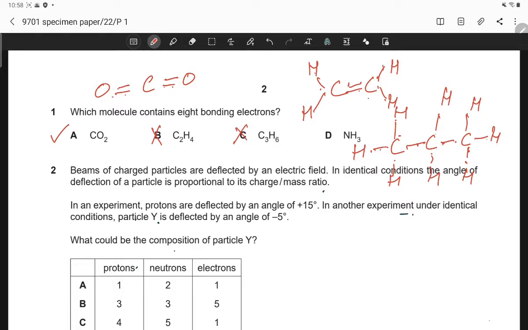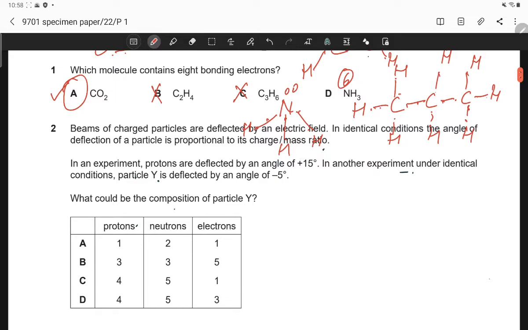Now come to NH3. Nitrogen is in group 5, so with hydrogen and hydrogen, 1, 2, 3, 4, 5, 6. So over here there are 6 bonding electrons. So the correct option is A.